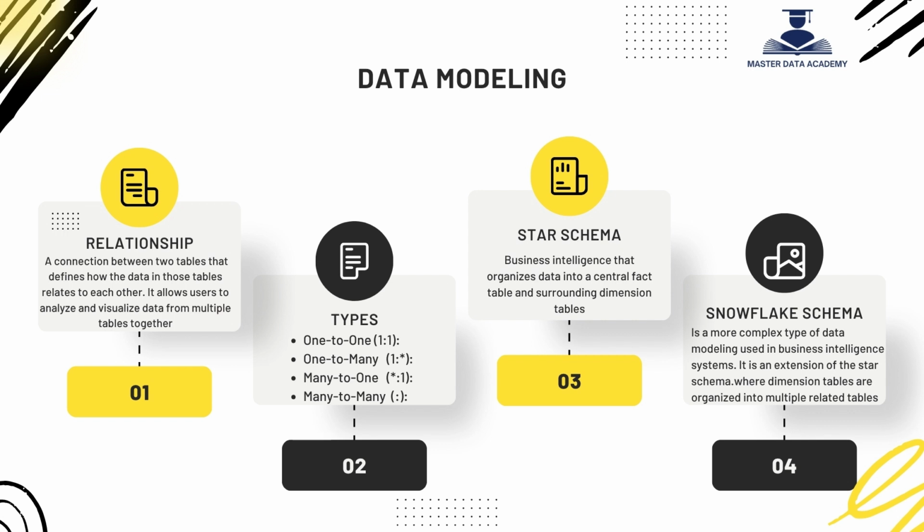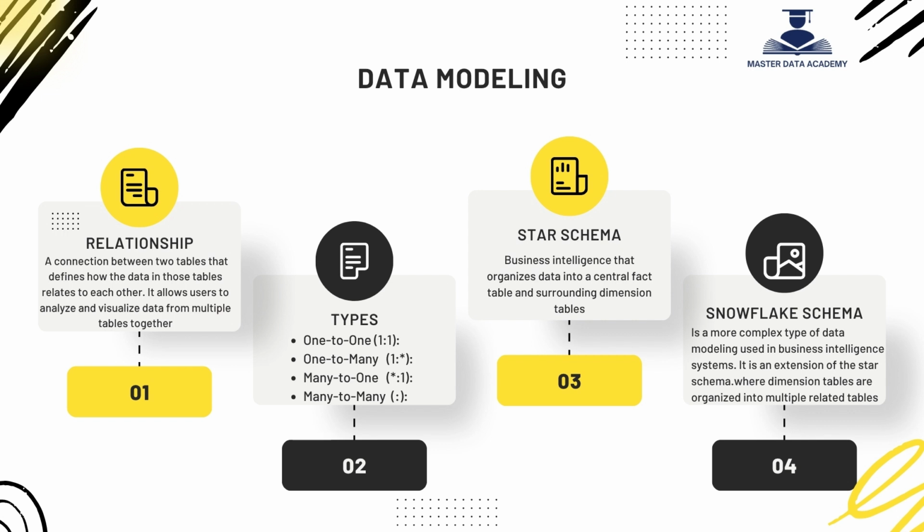One-to-many, where one record links to multiple records in another table. Many-to-one, which is the reverse direction of one-to-many. And many-to-many, where multiple records in one table relate to multiple records in another. Choosing the correct relationship type ensures data accuracy and proper report calculations.